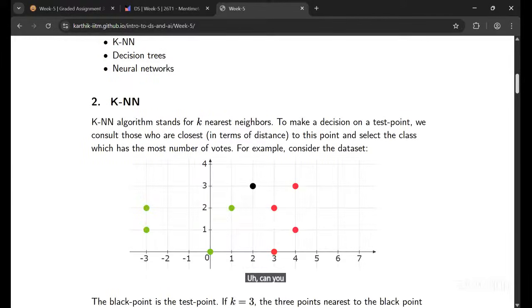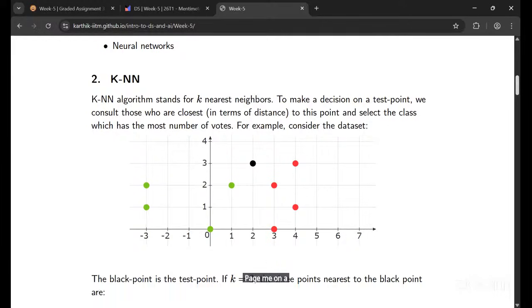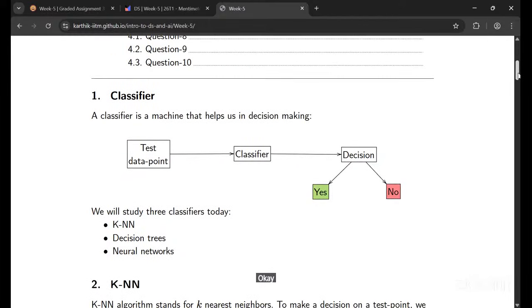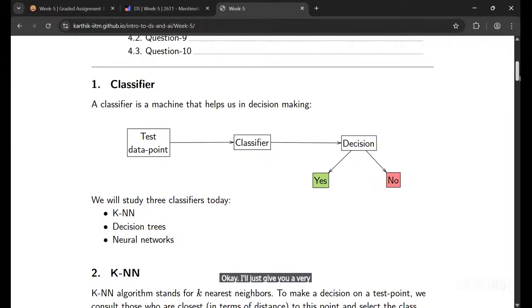Shall you teach me KNN and classifier again? Which one of these 3, or you're asking for every? No, ma'am, for the first two, KNN and decision. Okay, I'll just give you a very quick brief.